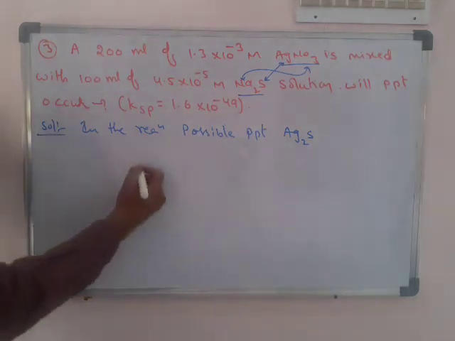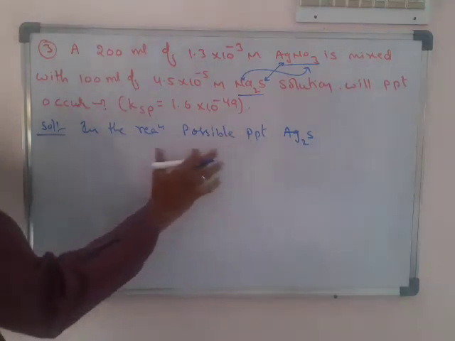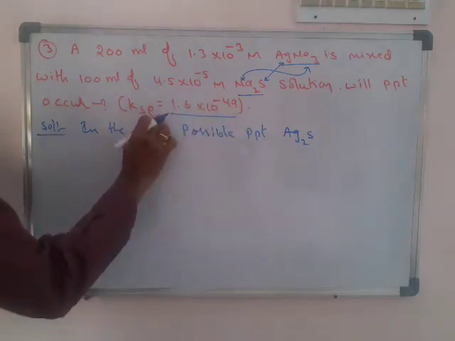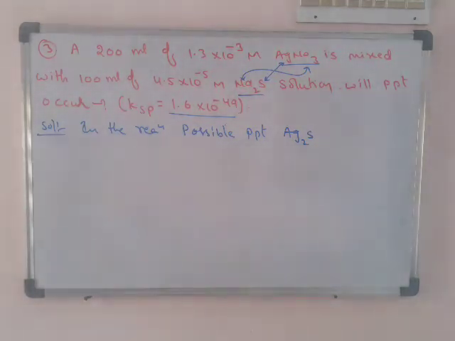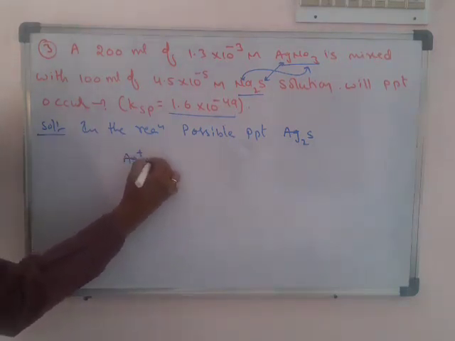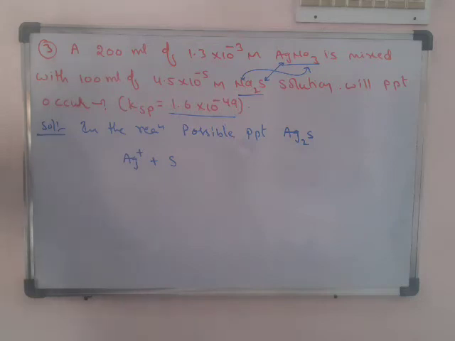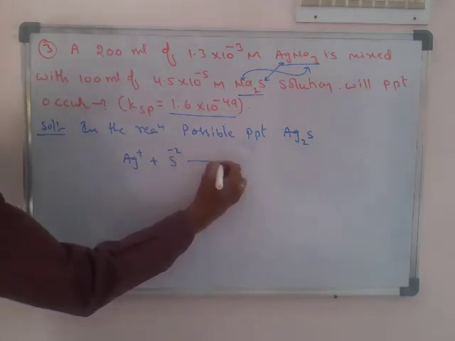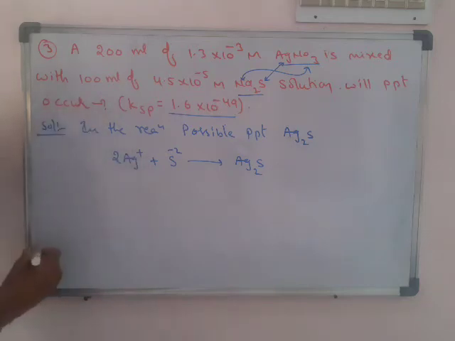Here, if you see the ionic product of silver sulfide, we have to compare it with the given silver sulfide solubility product. See how silver sulfide forms, so we know the reaction. Actually Ag plus, and Na2S gives S minus 2. But the silver sulfide formula is Ag2S, so we have to balance it. Okay. Now, what is the ionic product?